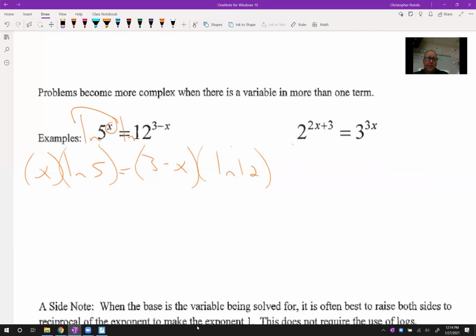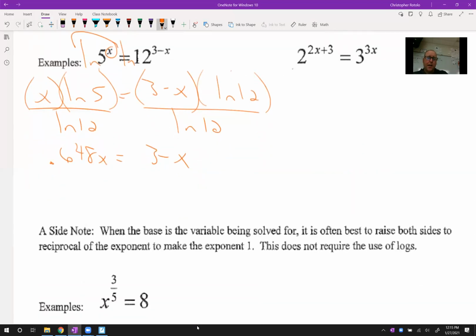So one thing that I like to do, and this is just a personal preference, is if I have a binomial here, I'm just going to get rid of the natural log of 12. So I'm going to take this natural log of 5, and I'm going to divide it by the natural log of 12. So this becomes 0.648x equals 3 minus x. Just that way I don't have these messy decimals on both sides. So my personal preference is to divide one side or the other so we can work with it.